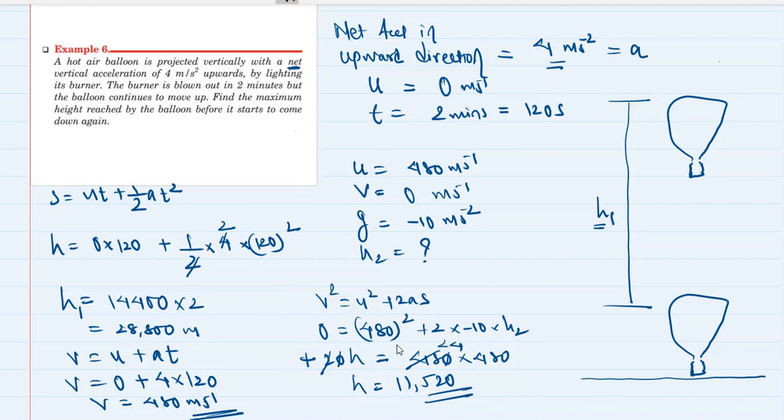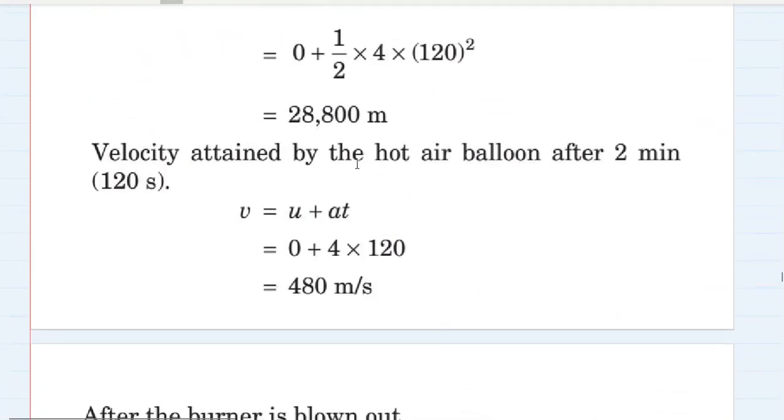So the total maximum height reached by the balloon is 11,520 plus 28,800, 40,320. Now remember that for ease of calculation, I have taken the acceleration due to gravity as 10. If they have taken 9.8, their answer will be slightly different. My answer is the sum of these two, 28,800 and 11,520, that is 40,320 meters. Okay, the first answer is correct.